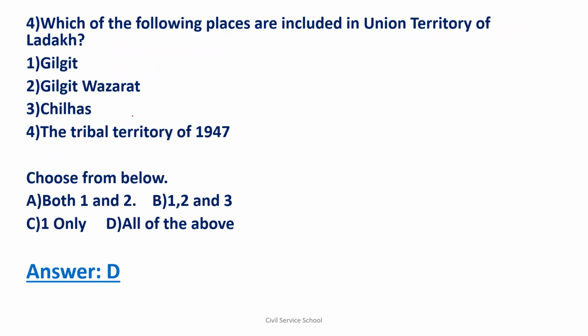Which of the following places are included in Union Territory of Ladakh? Gilgit, that is true. Gilgit Wazirat, that is true. Silhas, that is true. The tribal territory of 1947, that is also true. So the answer is D, all of the above.